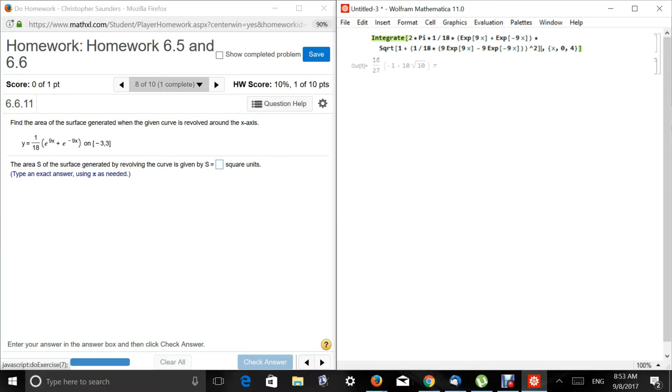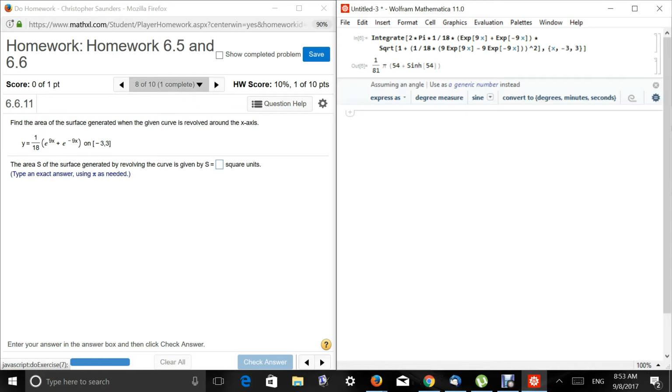Now at this point we're matched up with the integrate, and we would need to end that, but we can't end that yet because the next thing that we need is the variable and the limits, and they're different for this problem. The variable is x, but the limits in this case will be negative 3 to 3. And now we're okay. Shift enter, don't forget the shift enter.